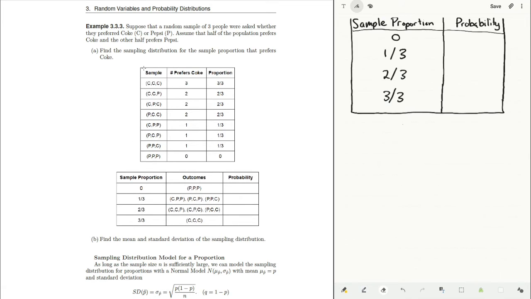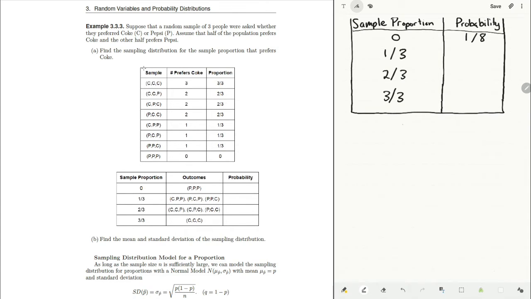To find the probabilities for each of these sample proportions, we will take each number of outcomes and divide it by the total possible outcomes. So for a sample proportion of 0, there is 1 outcome, and we divide this by the total number of outcomes, which gives us a probability of 1 out of 8.